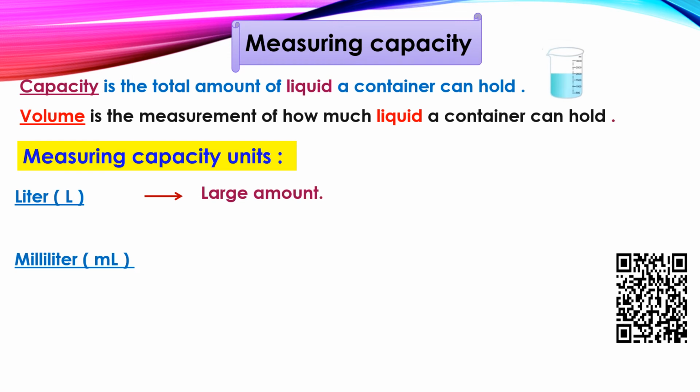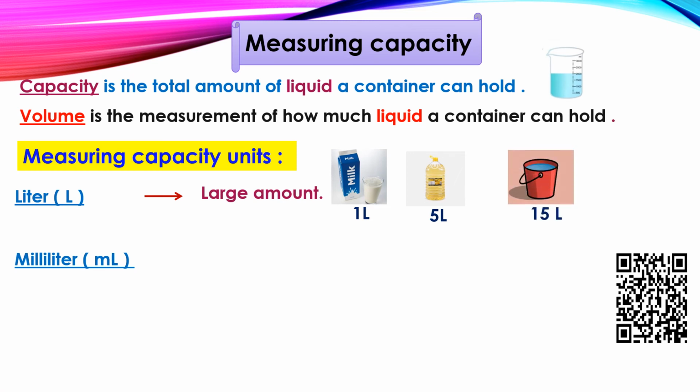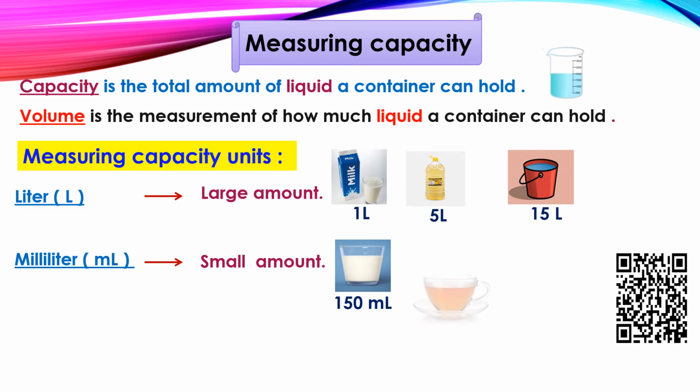We use liter to measure a large amount. For example, a carton of milk, a bottle of oil, a bucket of water. Okay? But the milliliter, we use it to measure a small amount, like a glass of milk, a cup of tea, a syringe.